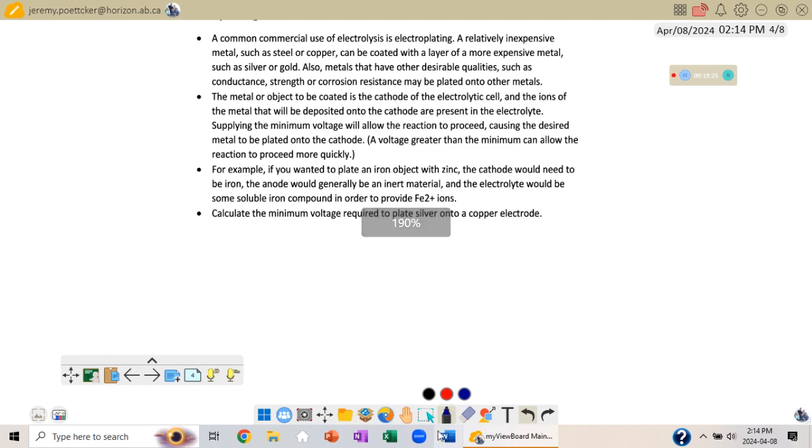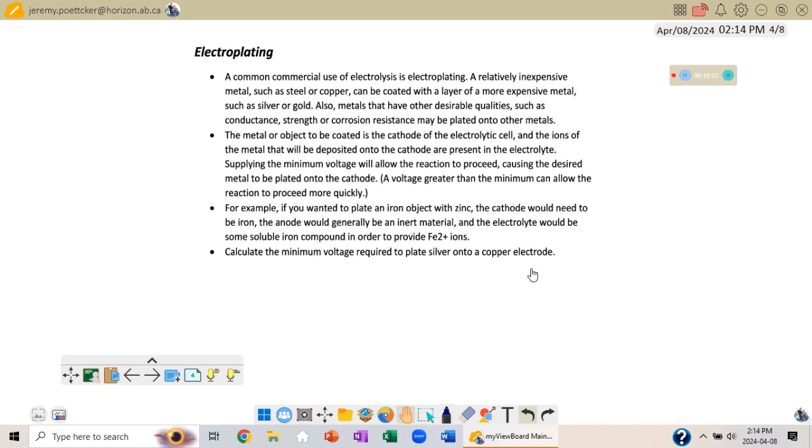Electroplating. So another commercial use of electrolysis is electroplating. So what we can do is we take a relatively inexpensive metal like steel or copper, and we can coat it with a layer of a more expensive metal like silver or gold, or even get into some of the really weird kind of ones with rhenium or osmium. You can also have metals that have other desirable qualities such as conductance, strength, or corrosion resistance, and we can plate them onto other metals.